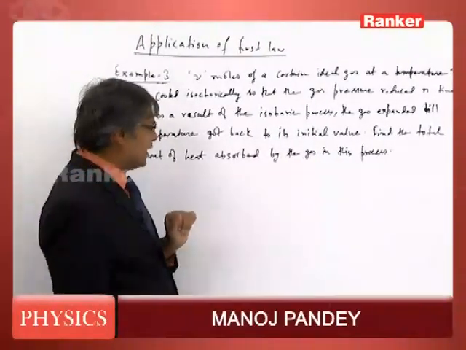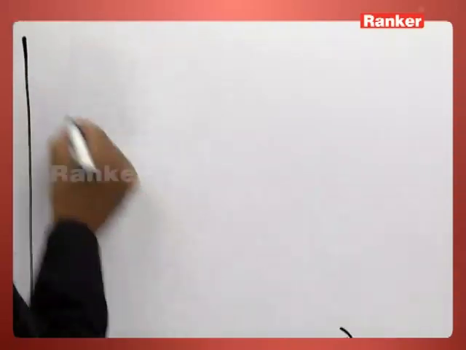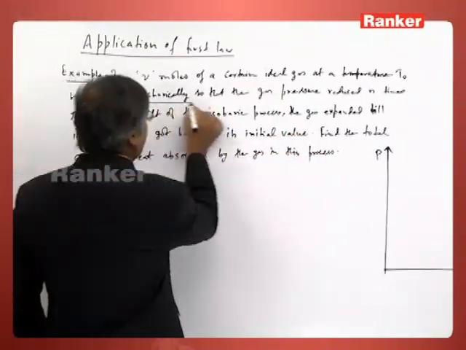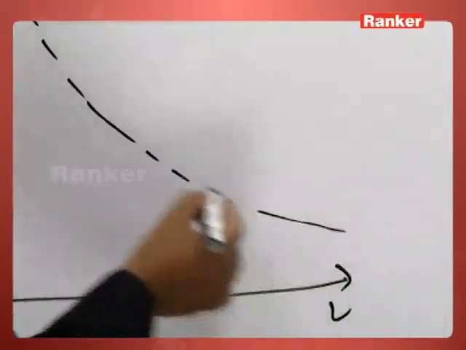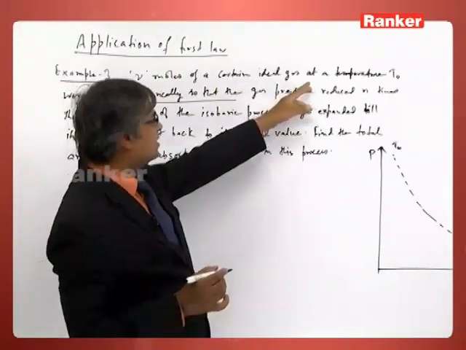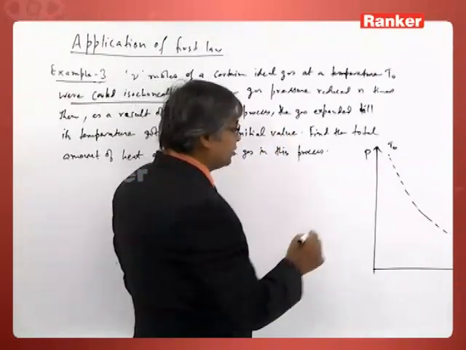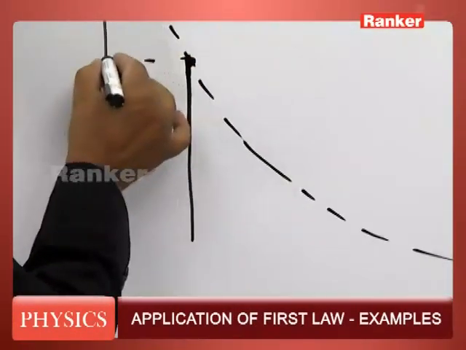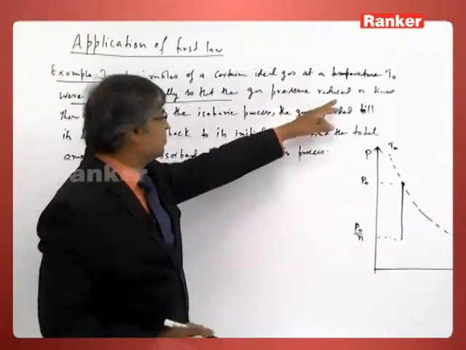So let us first draw its PV diagram. This is P, V. Nu moles of a certain ideal gas at a temperature T0, so let us assume an isotherm of temperature T0. So this isotherm has a temperature T0, and the gas was cooled isochorically so that the gas pressure reduced n times. Isochorically means volume constant, so pressure was initially P0, and it has become P0 by n. So its pressure was reduced n times.